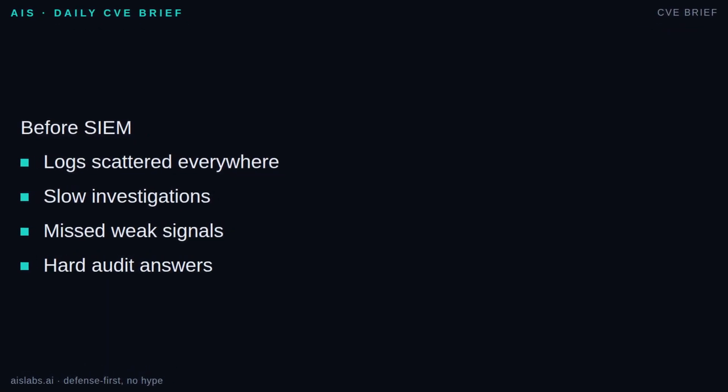Before a SIEM, security work is scattered. One analyst checks firewall logs, another checks server logs, someone else asks the identity team for sign-in history. Cloud data sits in a separate console. Application logs live with developers. That setup breaks down during an incident. You lose time, you miss patterns. A single failed login is noise. A failed login, followed by a success, followed by access to sensitive data from an unusual place, is a story. SIEM gives the SOC one place to search across that story.